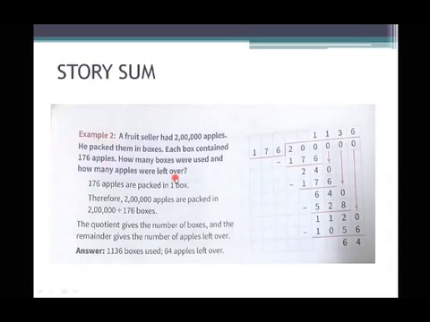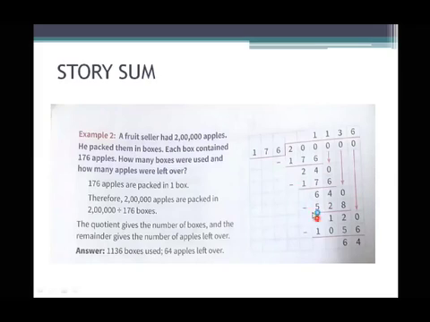Now you have to find, for 2 lakh apples, how many boxes are needed, and after packing in boxes, how many apples will be left. For that, you have to divide 2 lakh by 176. So now 2,176, if you divide, 176 ones are 176. Then 10 minus 6 is 4, 9 minus 7 is 2, then you take down the 0. Again 176 ones are 176, 10 minus 6 is 4, then 13 minus 7 gives us 6. Again you take down this 0.